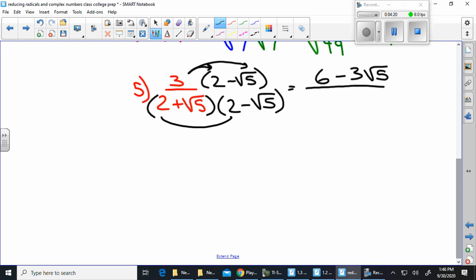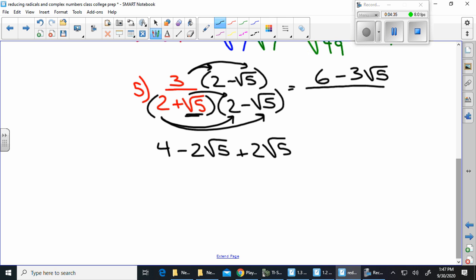So then on the bottom, 2 times 2 is 4. 2 times negative radical 5 is negative 2 radical 5. Now I'm going to take radical 5 times 2. That's positive 2 radical 5. And a radical 5 times a radical 5 is a radical 25. Those go away, but radical 25 is 5. So 4 minus 5 is negative 1. So I use the conjugate.